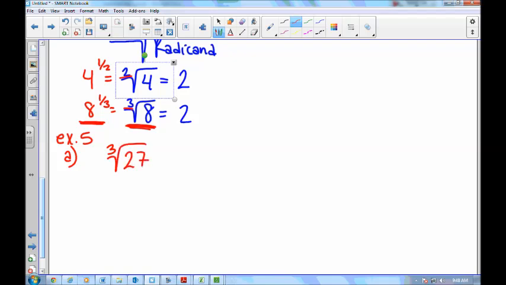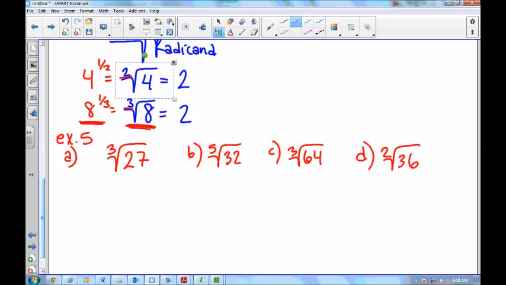That means what number times itself 3 times is 27. I'm going to give you 4. Stand up when you have all of them solved. The index, you say, what number times itself this many times equals 27? Or what number times itself 5 times equals 32? What number times itself 3 times equals 64? And that's when you think you have all of them solved.